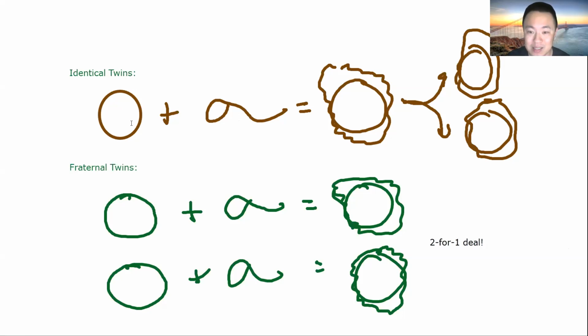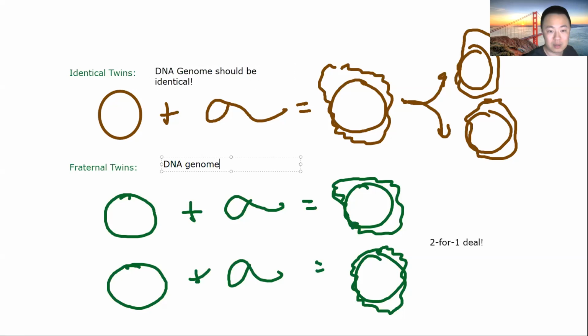So in this case, okay, in the identical twins here, the DNA genome should be identical. Okay, in fraternal twins, the DNA genome is different.